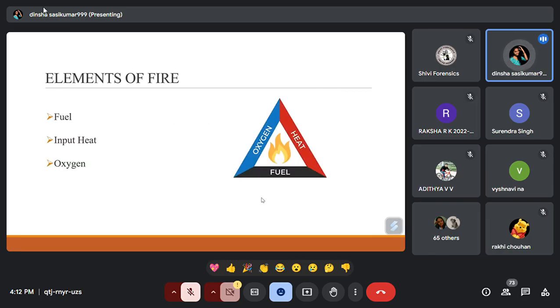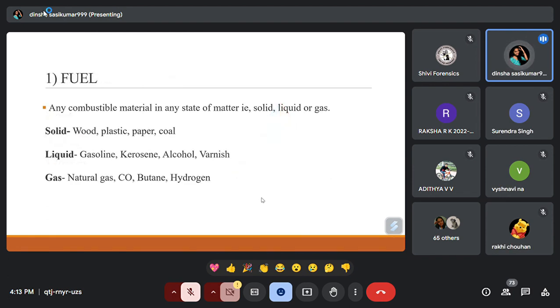Fundamental elements of fire. There are three fundamental elements of fire which make a fire triangle. The first one is fuel, next is input heat, and then oxygen. These three elements make a fire triangle. So now let's discuss all these elements in detail. The first one is fuel.